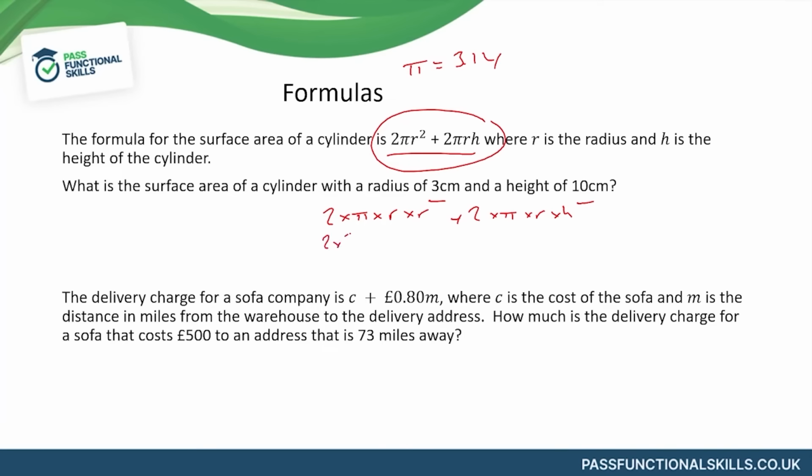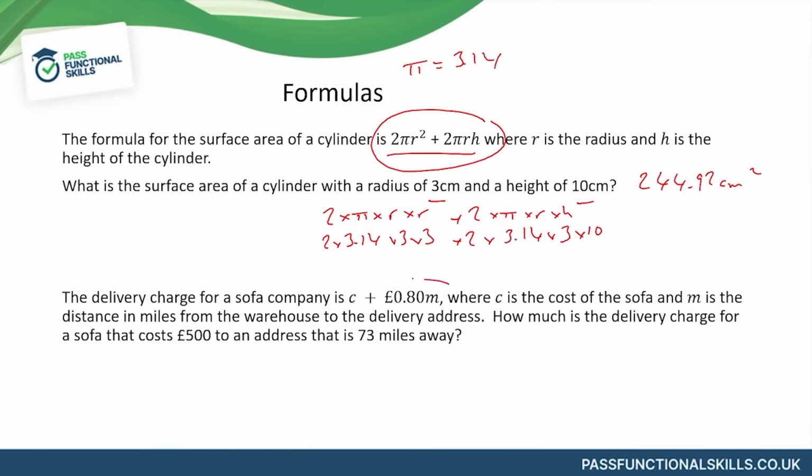So that's going to be 2 times 3.14 times 3 times 3 plus 2 times 3.14 times 3 times 10. And you can type all of this in your calculator in one hit because your calculator will automatically follow the laws of BIDMAS and do the adding at the end. And 2 times 3.14 times 3 times 3 plus 2 times 3.14 times 3 times 10. That comes to a total of 244.92, and that is square centimetres.